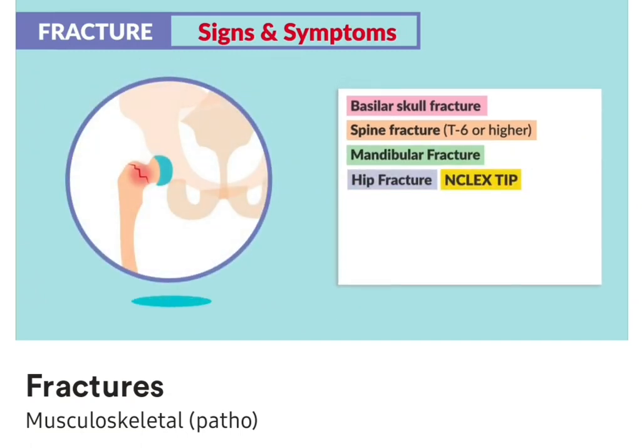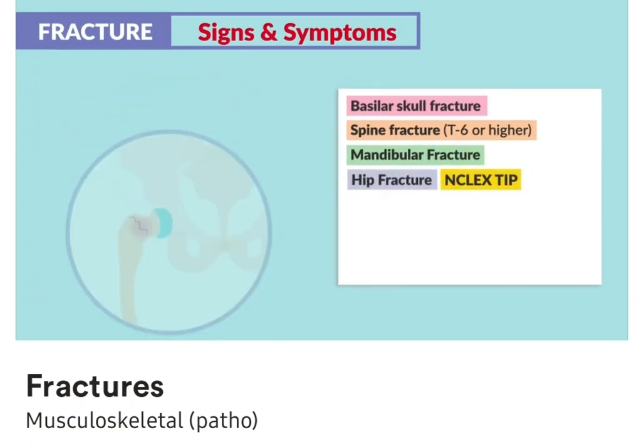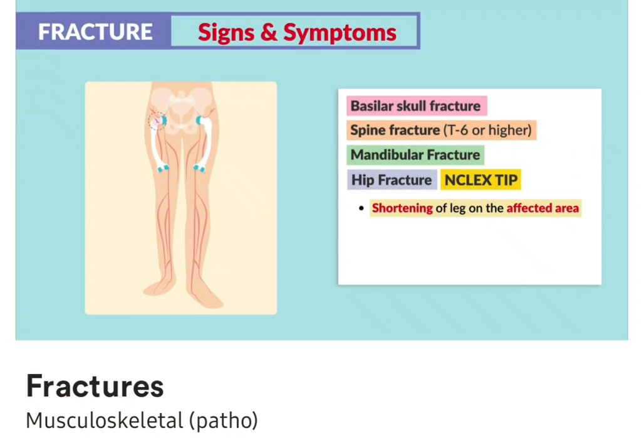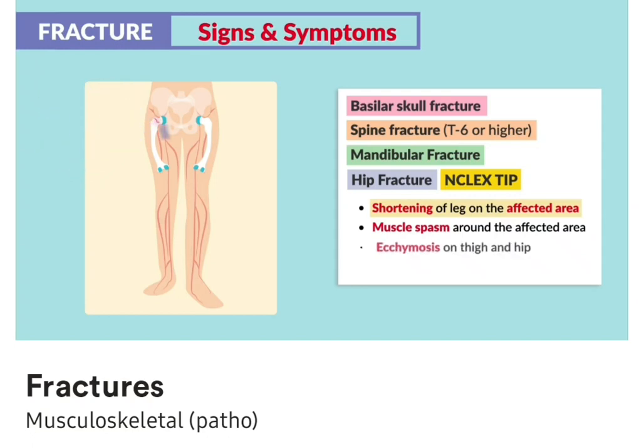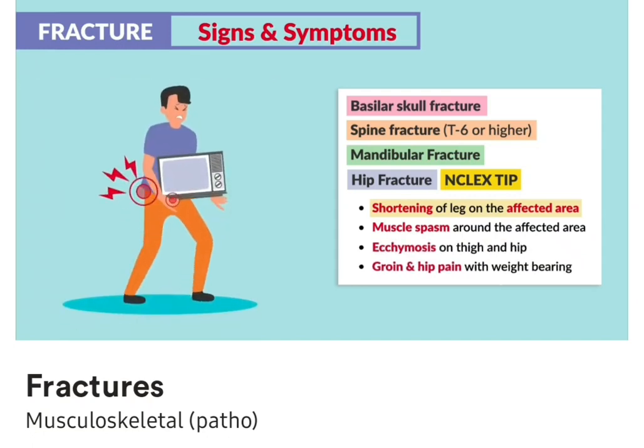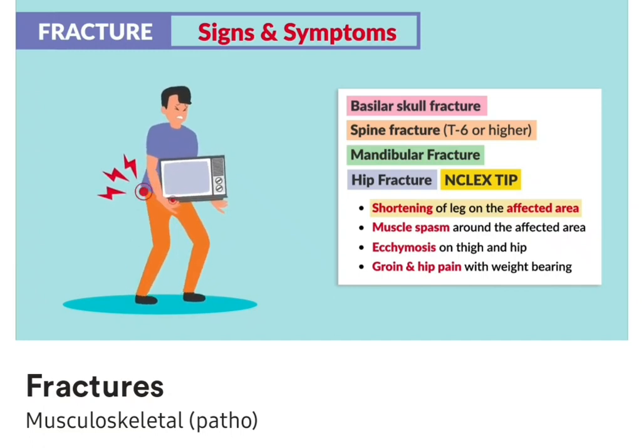Now for hip fractures, big NCLEX tips here. Key signs are shortening of the leg on the affected side, caused by the muscle spasms around the affected area. And we'll see ecchymosis on the thigh and hip, as well as groin and hip pain with weight bearing.